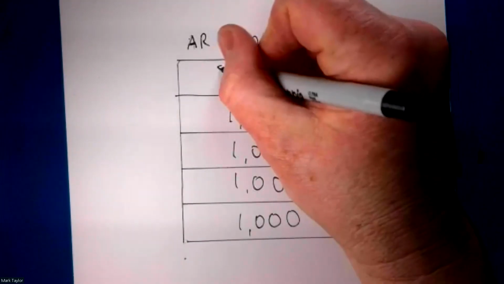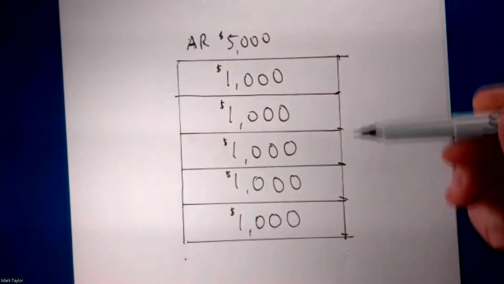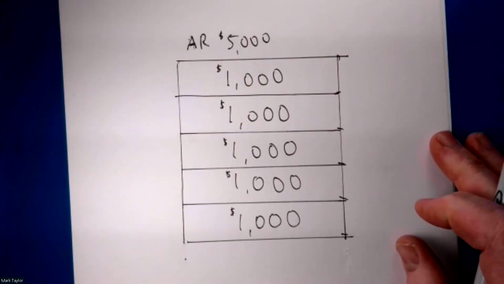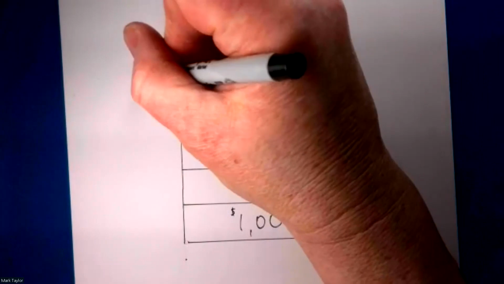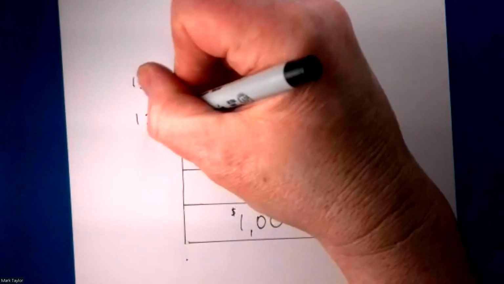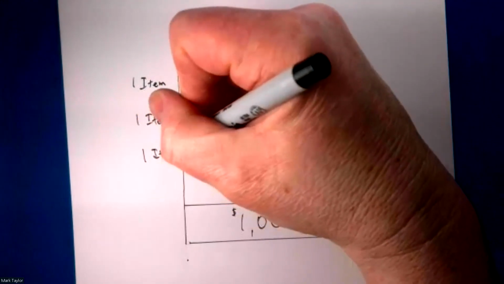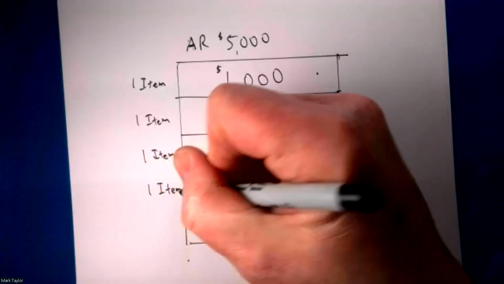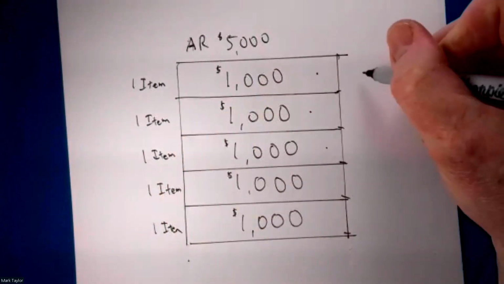So this $5,000 is going to be split up into $1,000 chunks, 5 of them. We have 5 items. And for each of these, we're going to pick one item to represent this entire interval. So every one of these will have one item that will be responsible basically for this entire interval. By the way, these are called intervals.